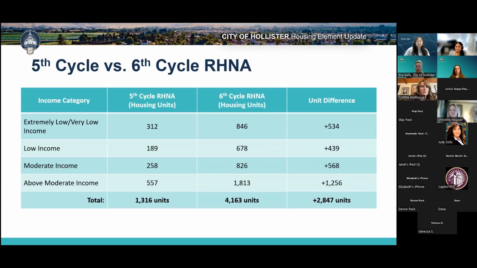And so this 6th cycle housing element differs greatly from the last 5th cycle update in terms of requirements and RHNA. As you can see on this table, the city's RHNA for all income levels has greatly increased since the last update.